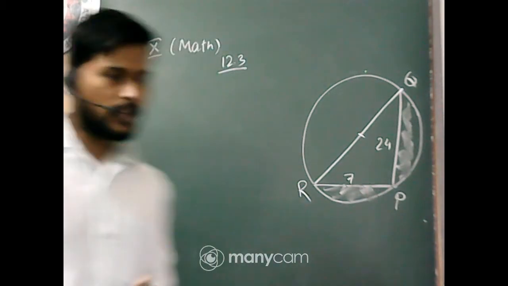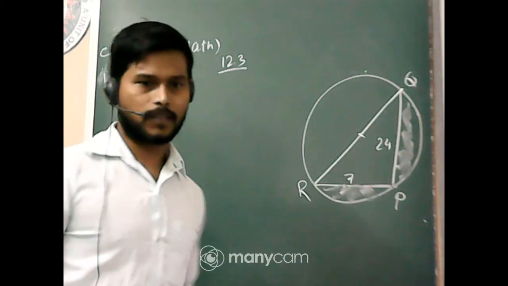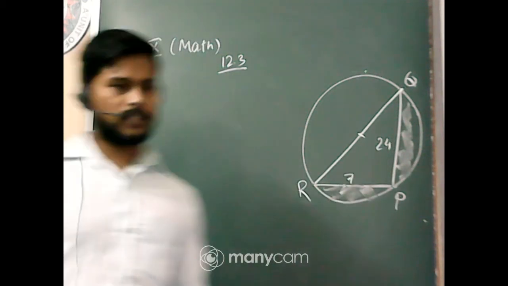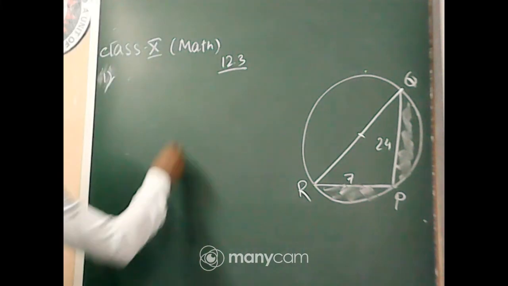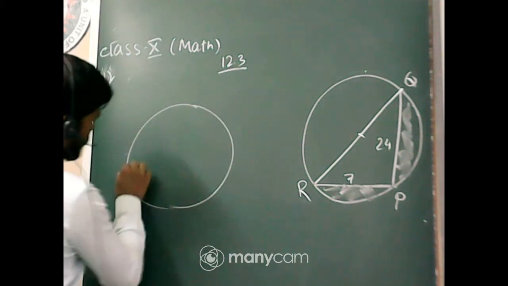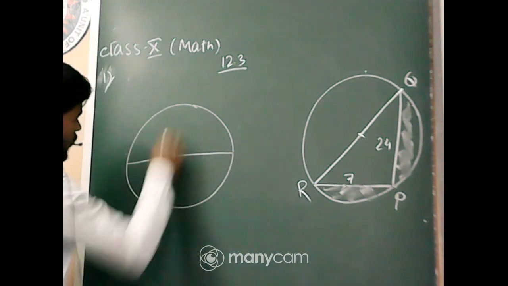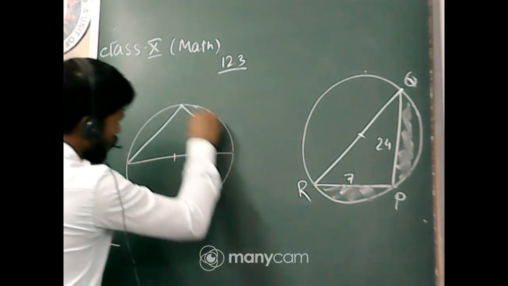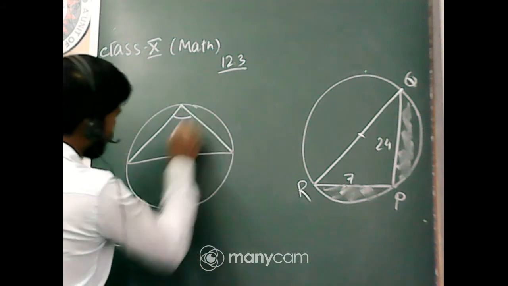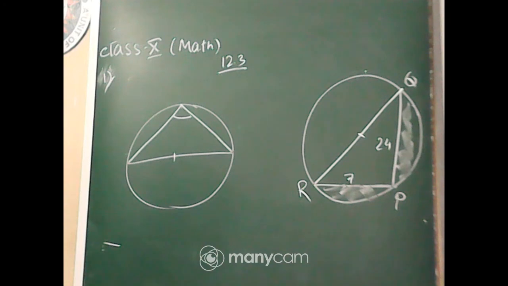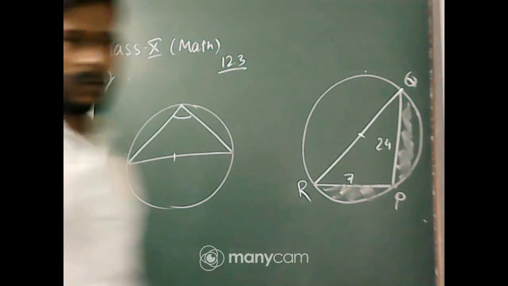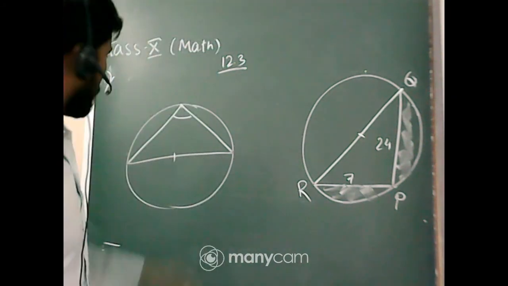Now how can we find the area of these two portions? Look, in class 9 we have a formula. In a semicircle, if we draw any angle, can you tell me what is the measurement of this angle? 90 degree. Yes. The angle in a semicircle is 90 degree.